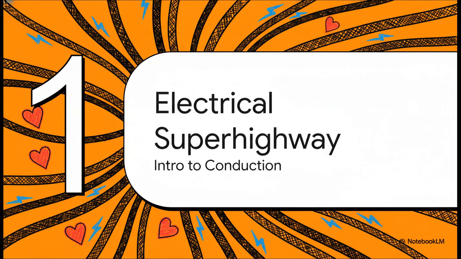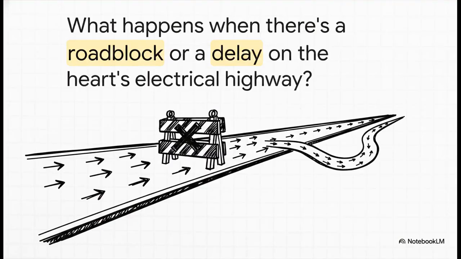So I want you to imagine the heart's conduction system as this perfectly engineered network of high-speed cables, right? Its whole job, its entire purpose, is to deliver an electrical signal almost instantaneously to every single part of the ventricles. And why? To make sure you get a really powerful synchronized contraction.